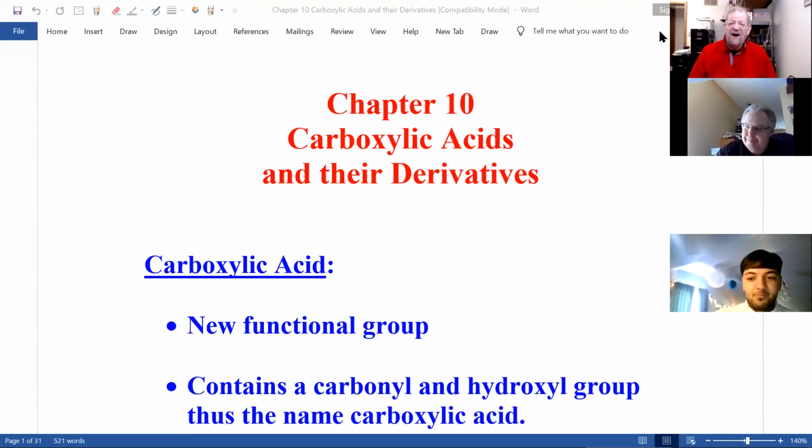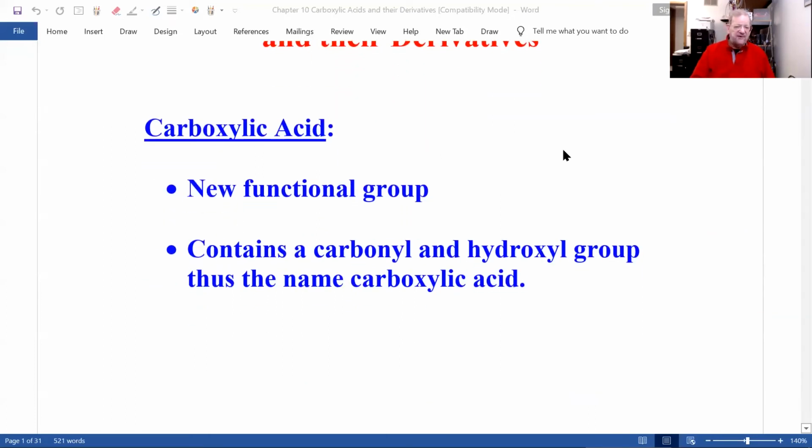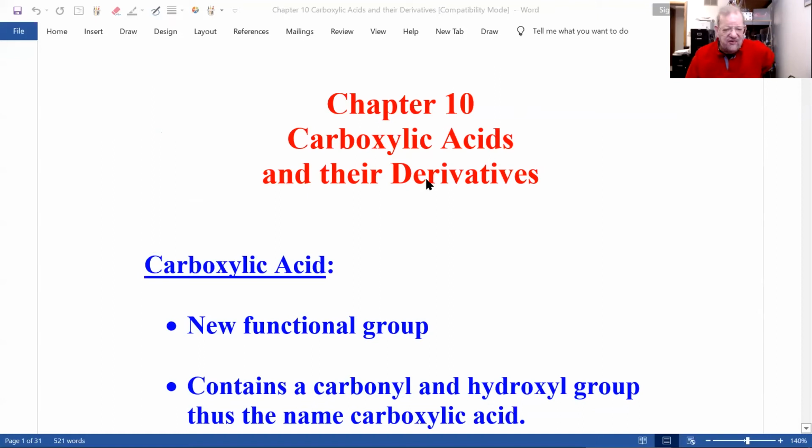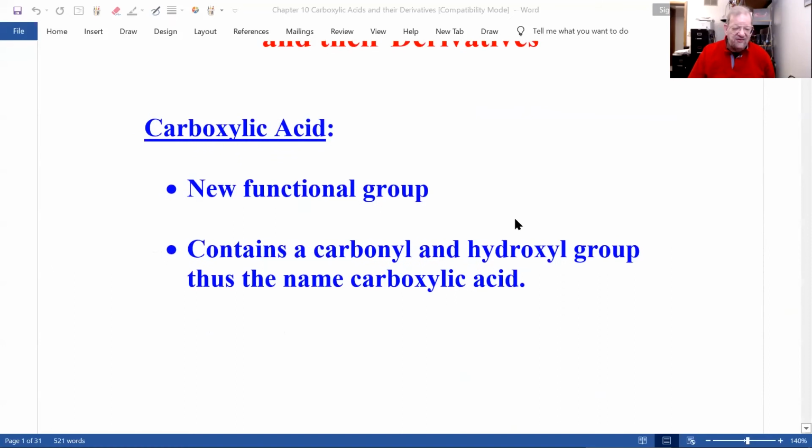Thank you. All right. This new chapter is carboxylic acids and their derivatives. Derivatives is a fancy word meaning things that are derived or made from something else, in this case, carboxylic acids. And a carboxylic acid, new functional group time, yay! It contains a carbonyl, carbon double bond oxygen, and a hydroxy group on that same carbon, and it's called a carboxylic acid.